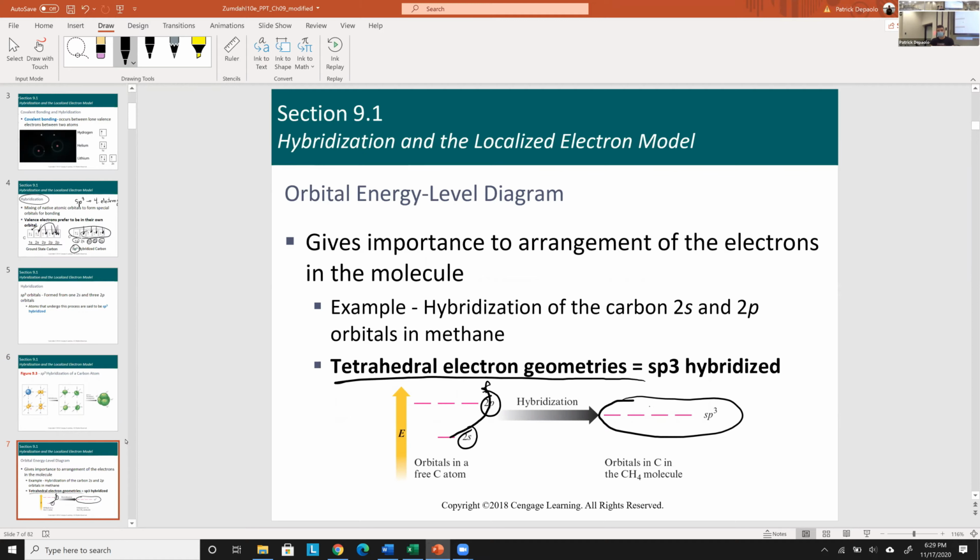Another thing you can write is, every single time, sp3 hybridized means tetrahedral for electron geometry, not molecular. This makes sense because what did we just learn? sp3 means you have 4 electron groups. We learned last class that anytime you have 4 electron groups, it's a tetrahedral electron geometry. So everything kind of comes together here. Okay, I'll give you a second for that to sink in. Any questions? No? All right, cool.